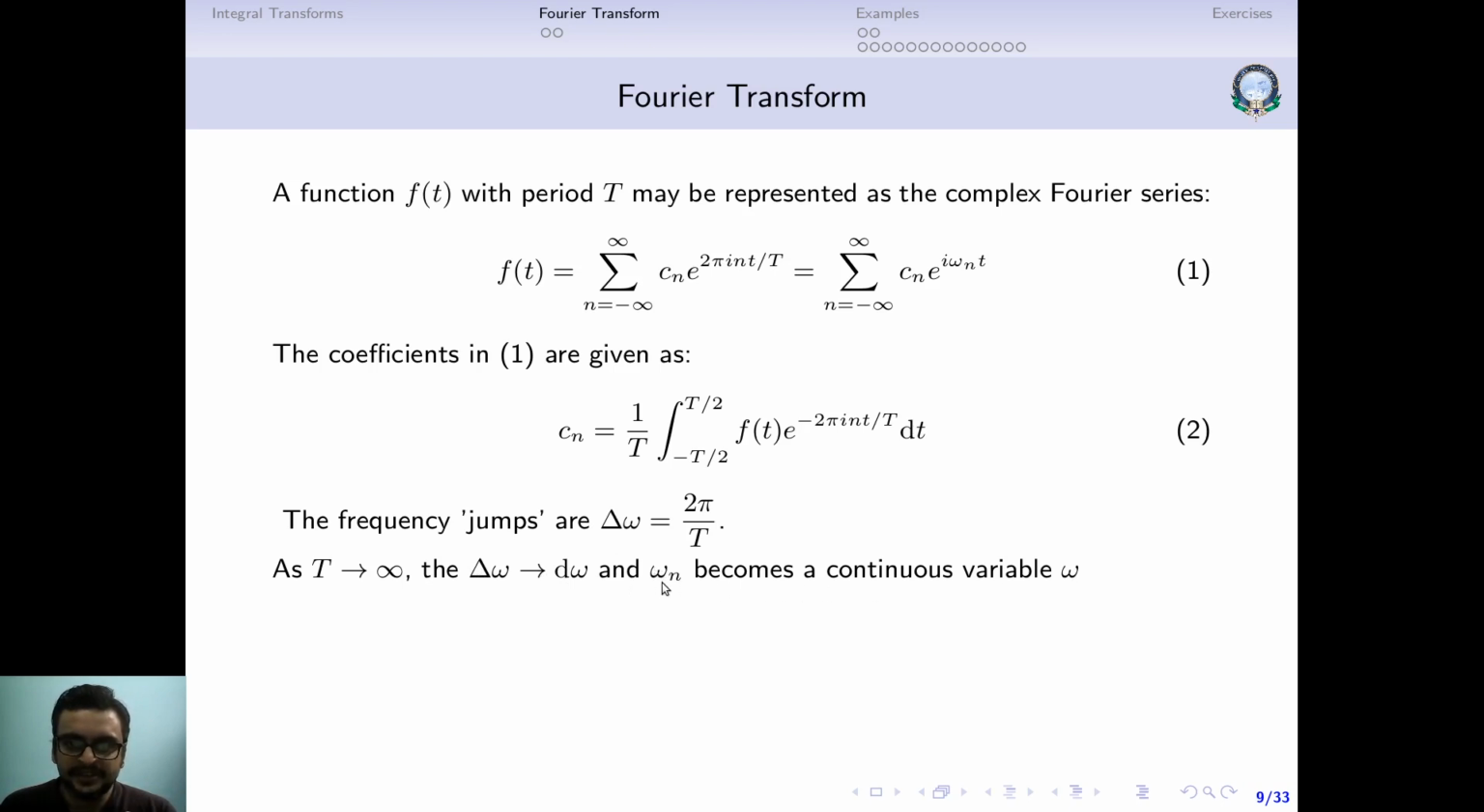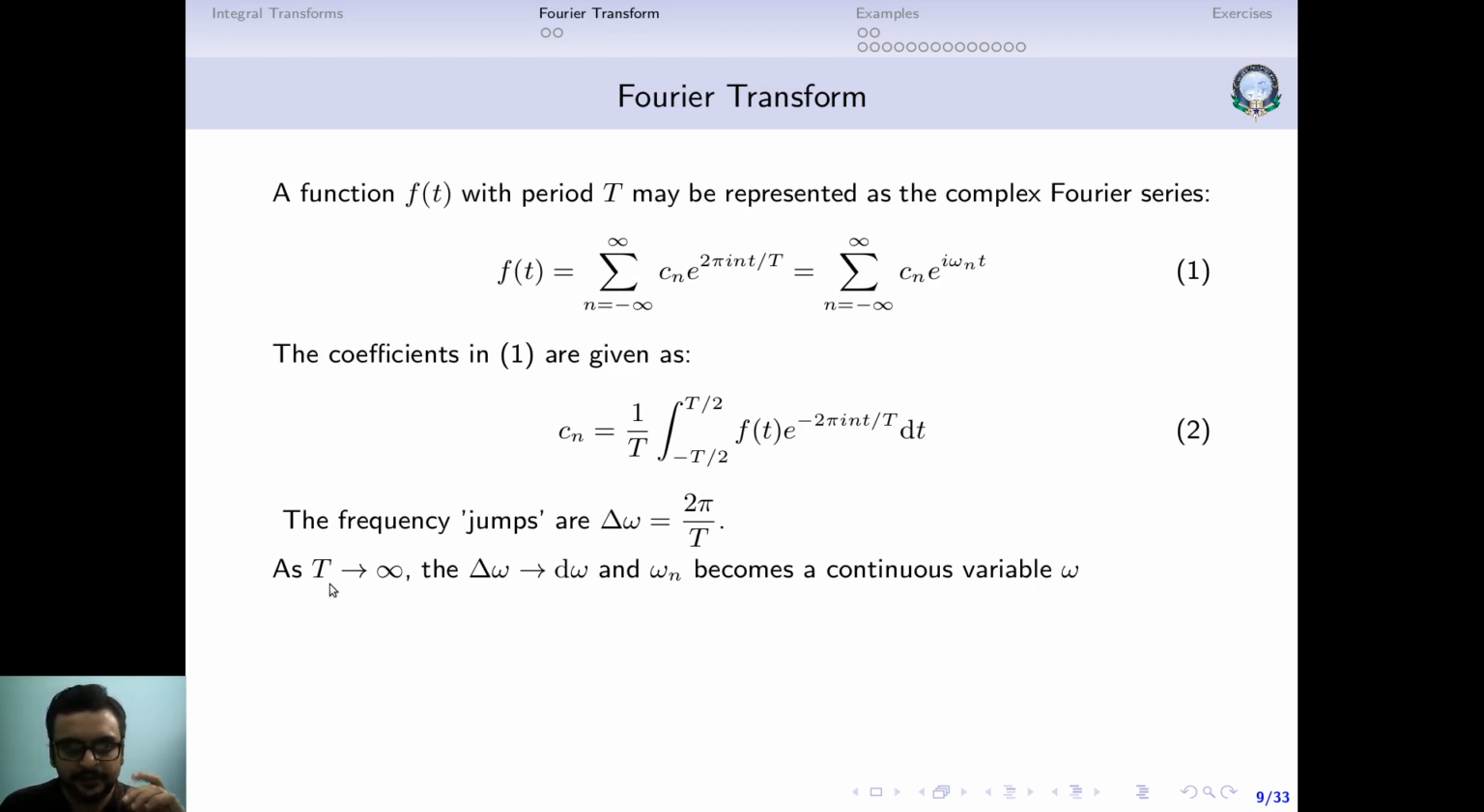Instead of calling it omega n, we'll just call it omega, because it's now going to be a continuous variable, not a discrete variable. Unlike in the case of the Fourier series, where it was just discrete variables, we had one line, another line, and so on. So omega was taking only discrete values, but here omega is going to take continuous values.